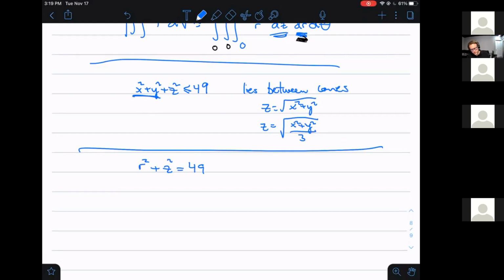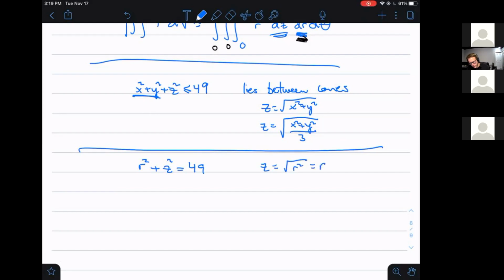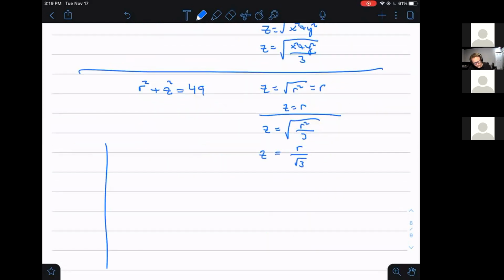And then for these cones, the first one is going to be z is equal to the square root of r squared, or just r. We've done this a couple of times. And then the other one here is going to be z is equal to the square root of r squared divided by 3, or that's just going to be r divided by root 3. So it's going to be, again, a straight line when we draw this in the rz half plane, but it's not going to be as steep of a slope.